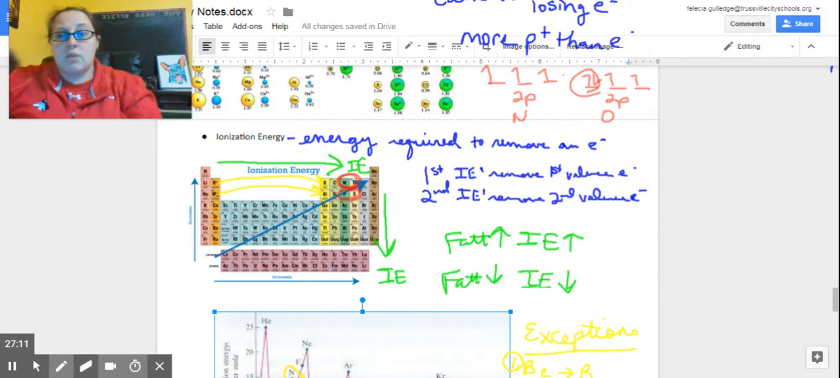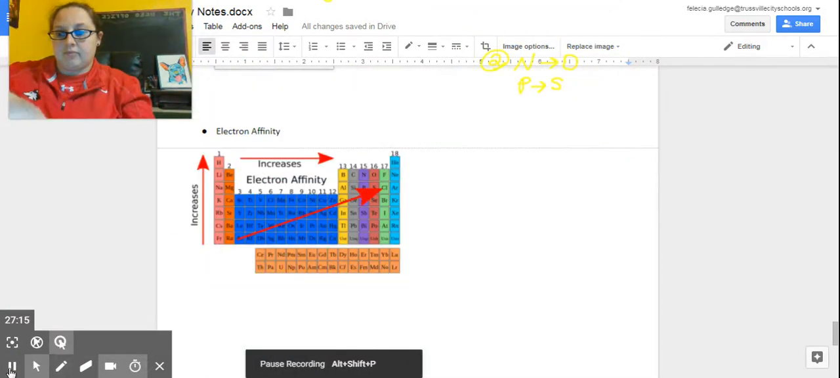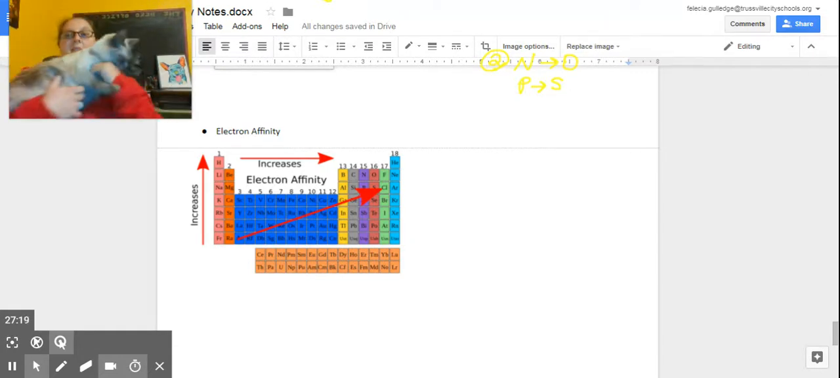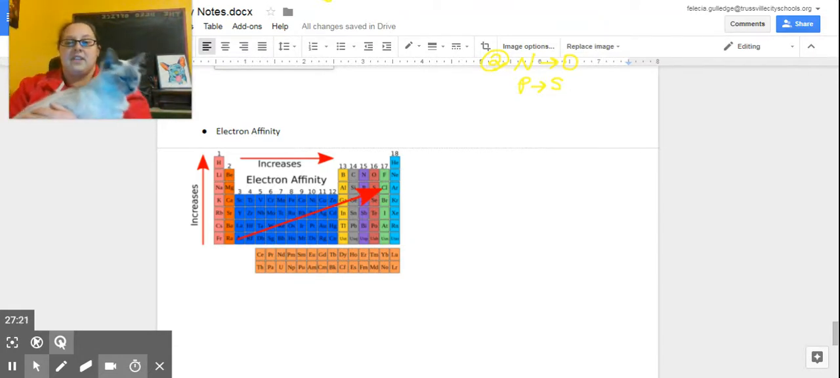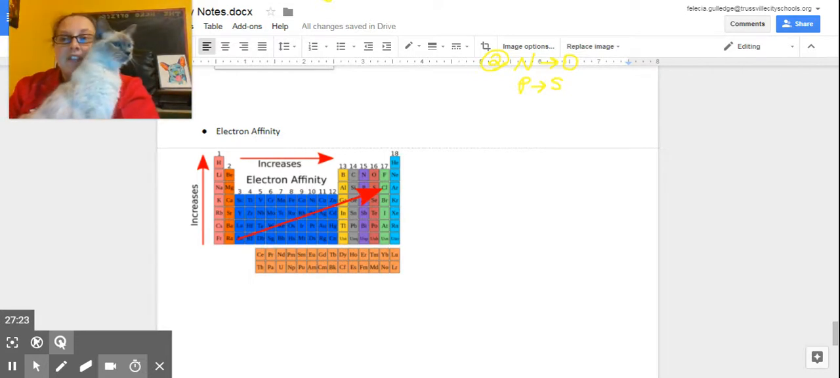Okay, there's one more thing we need to talk about before we leave. So give me a second to get set up. All right, this last thing that we need to talk about is electron affinity. Now, electron affinity, Kamala's going to help us teach, has the same trend as ionization energy. So first we need to define what electron affinity is.